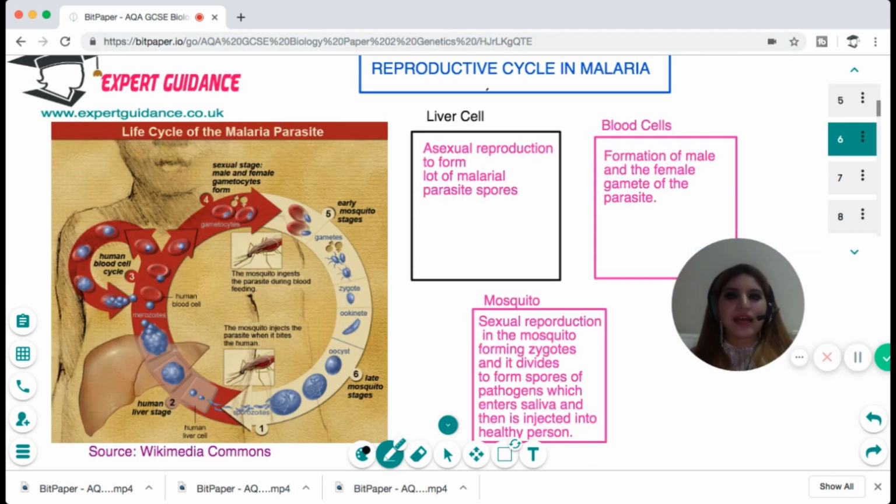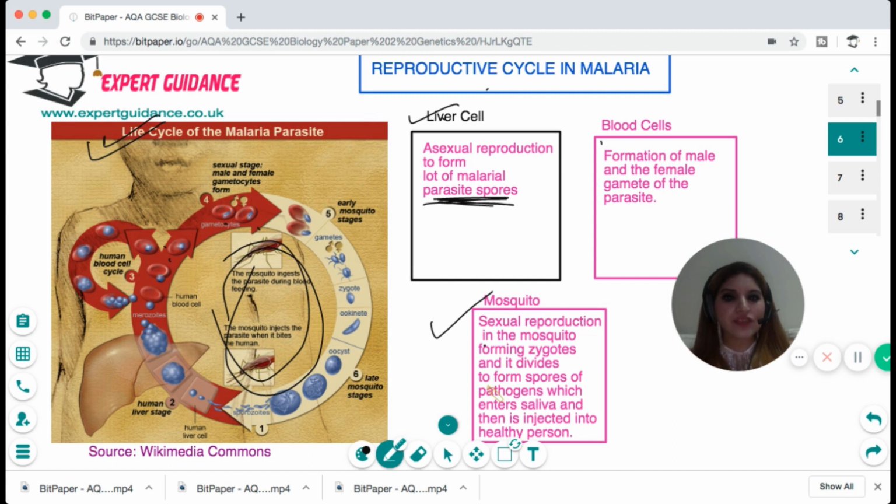In malaria, the life cycle is a little different as it involves a human as well as a mosquito. In the liver cell, asexual reproduction happens to form the malarial parasite spores. In the blood cells, male and female gametes are formed, and sexual reproduction takes place in the mosquito. Inside the mosquito, the male and female gametes fuse to form a spore, and this spore is ready to be released into a healthy individual whenever the mosquito bites a healthy person, and the cycle continues. So you should know in the malarial cycle the role of the liver cells, blood cells, and the mosquito.